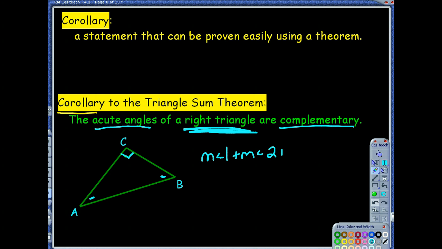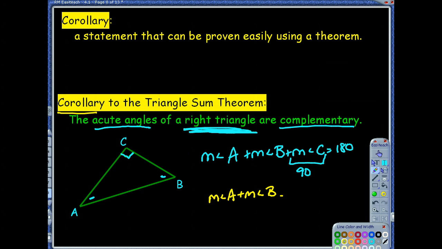Oh, they're not numbered here. Let's try that again. Measure of angle A and angle B and angle C all add up to 180 degrees. We know that by the theorem. But if I already know angle C is 90 degrees, then the two that are remaining have to add up to 90 as well. So that's why they have to be complementary.